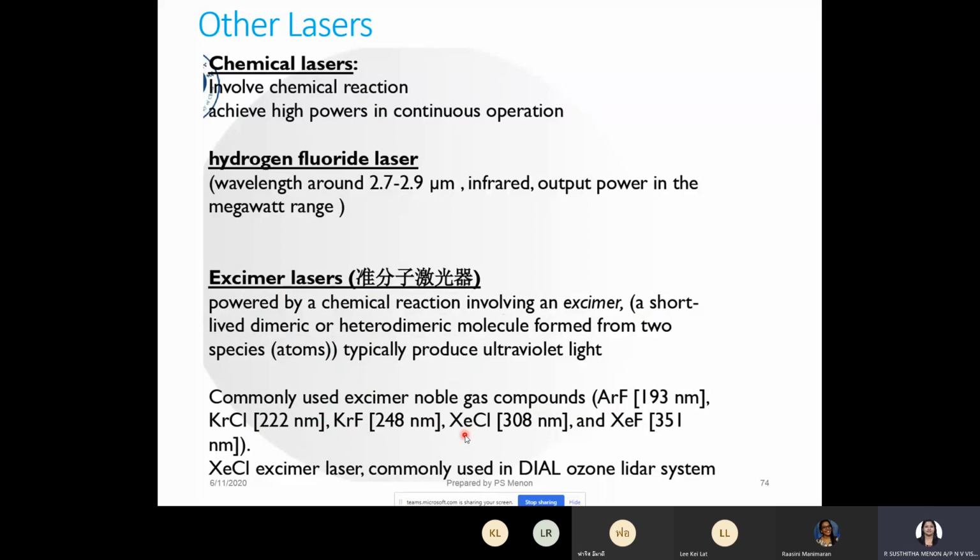Xe stands for what? Anyone knows? Xenon. Xenon chloride, xenon fluoride. Xenon chloride excimer laser is commonly used in DIAL ozone LIDAR system. This is used in a LIDAR, light imaging and detection system.